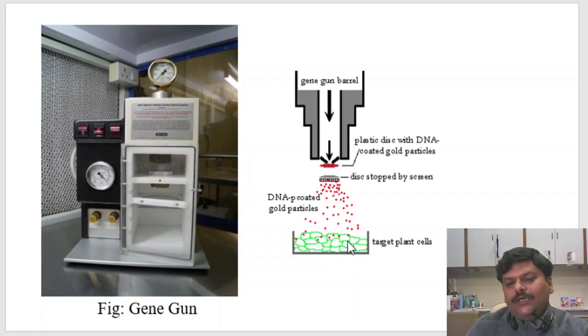With that high pressure, basically the gold particles fly with a very high speed, and then they enter into target plant cells by the mechanism of gene repair or DNA repair. Those genes are incorporated into the plant genome, and then we make those cells regenerate into whole plants, and then we test those plants for targeted effect.